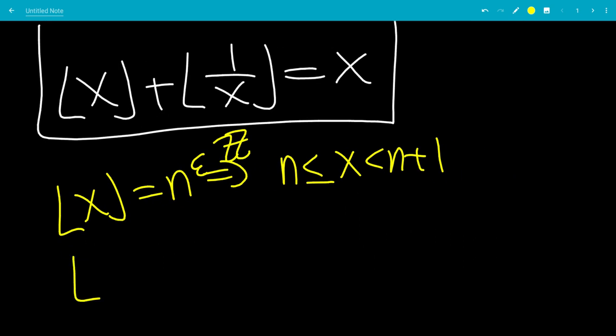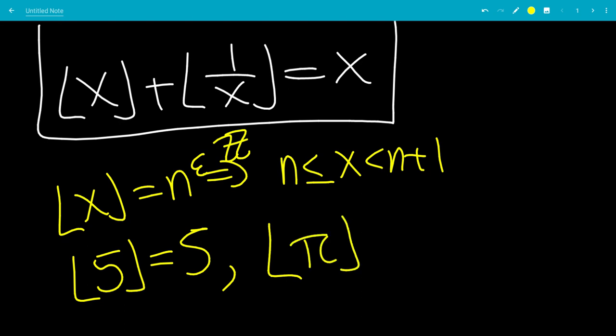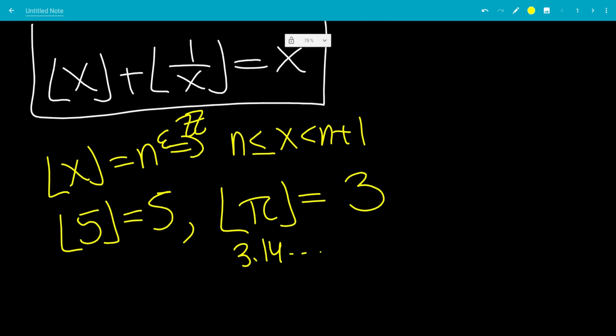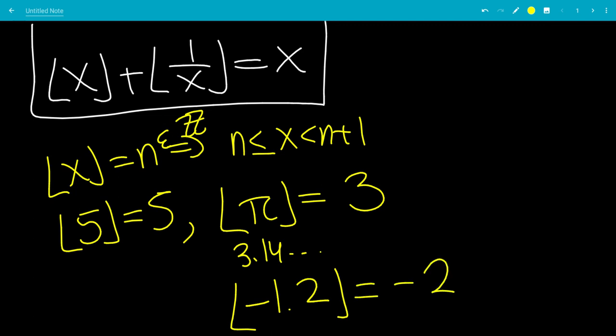So the floor of any integer like 5 will be 5 because it's an integer. Let's look at the floor of pi. So pi is approximately 3.14... So we go to the next integer below it, so that would be 3. The floor of negative 1.2. So we go down to the next integer, which will be negative 2, and so on.